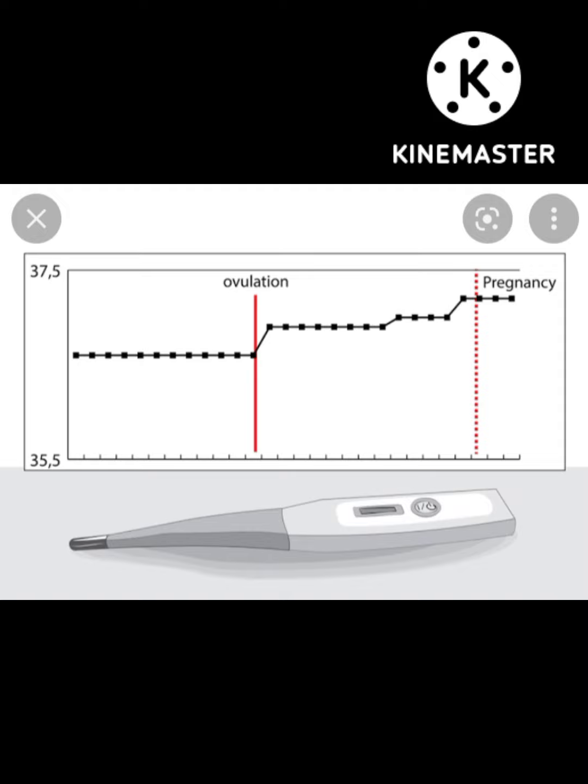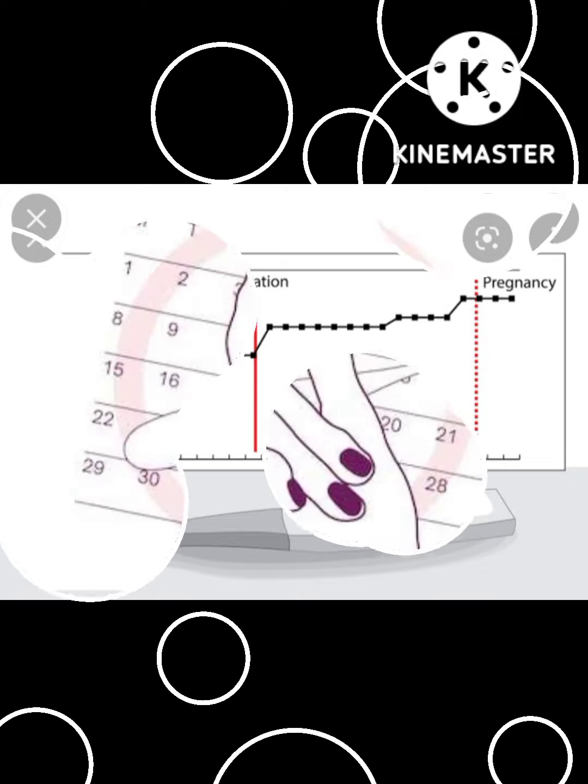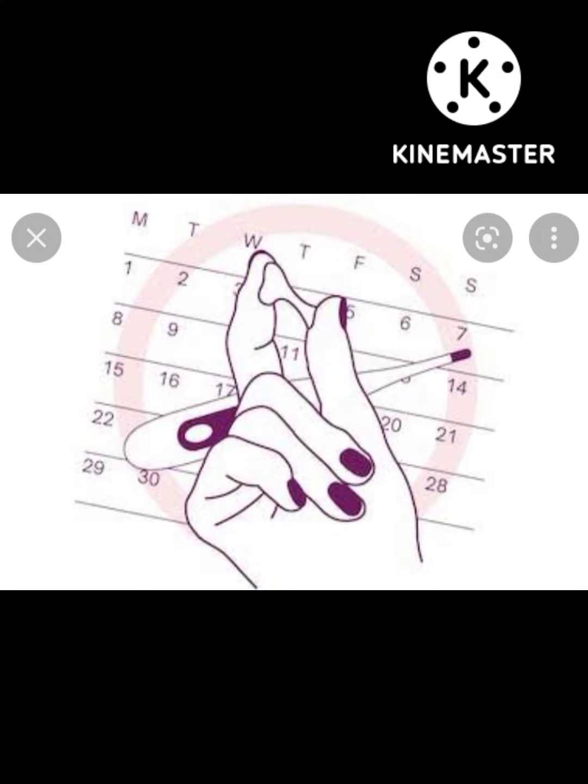Side effect: basal temperature. Tracking your basal body temperature for either fertility or contraception is inexpensive and doesn't have any side effect. Some women may choose to use a basal body temperature method for religious reasons. The basal body temperature method can also be used to detect pregnancy.